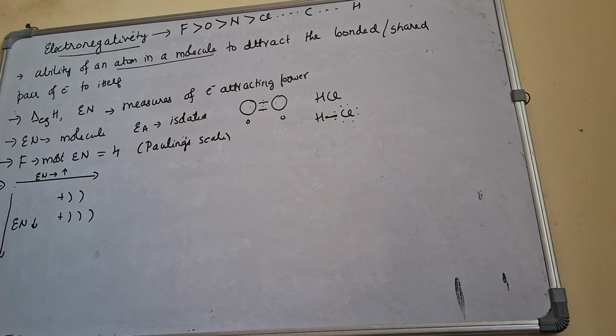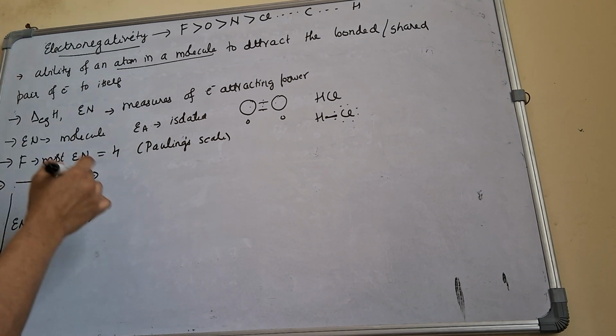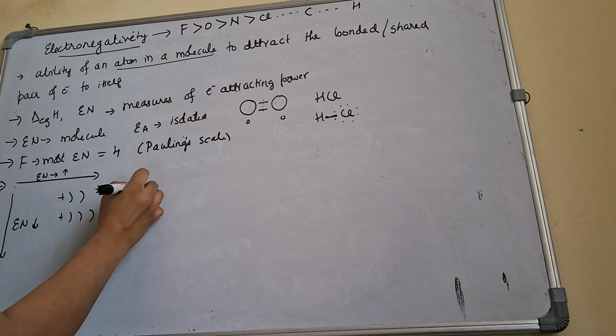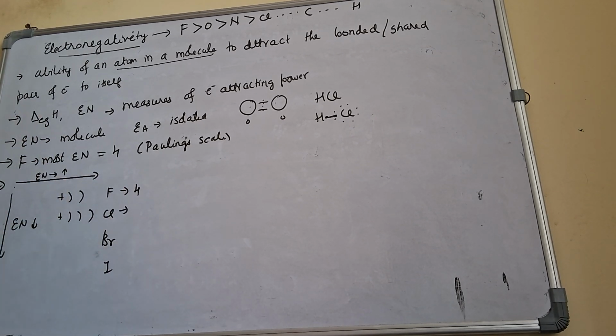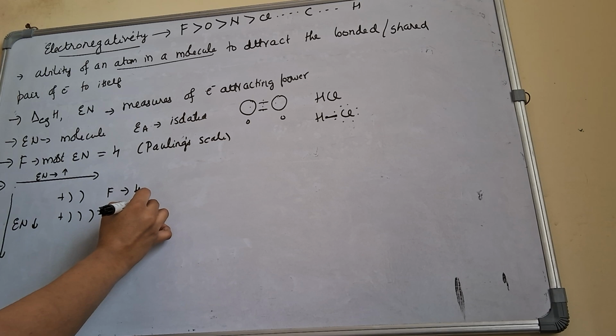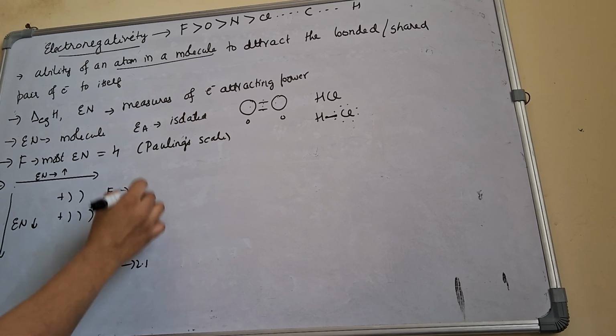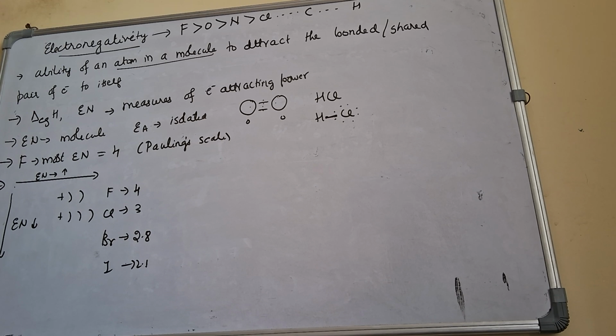Chlorine is next. Bromine and iodine, let me write it here. Fluorine is 4, no units. Units are there for ionization enthalpy and electron gain enthalpy because they are energy related, kilojoules per mole. But here there is nothing. This is 3, this is 2.8, this is 2.5. You see it is reducing, and I told you the reason why.